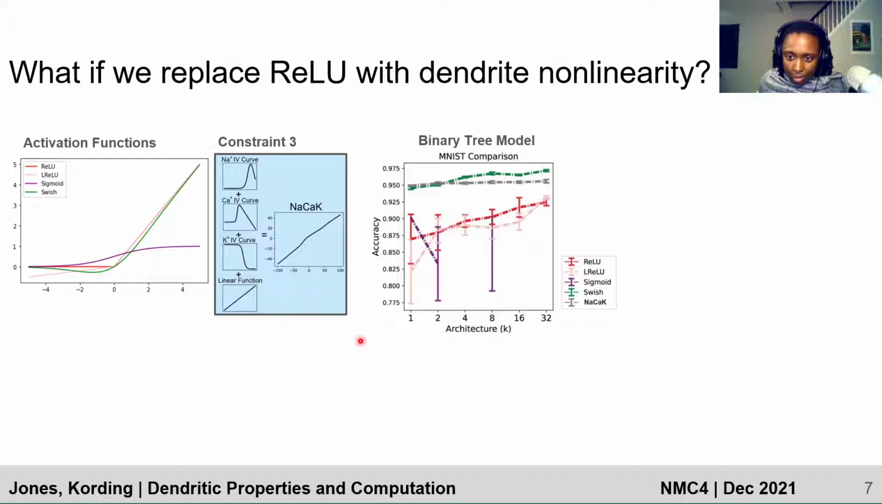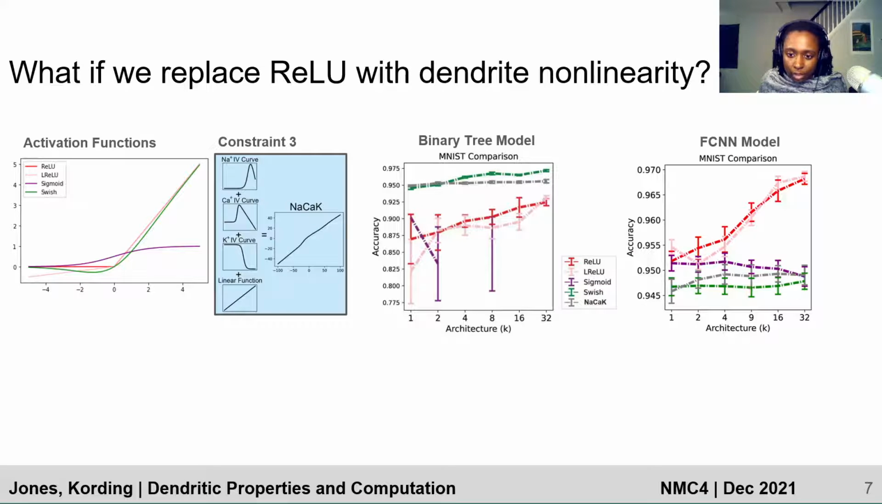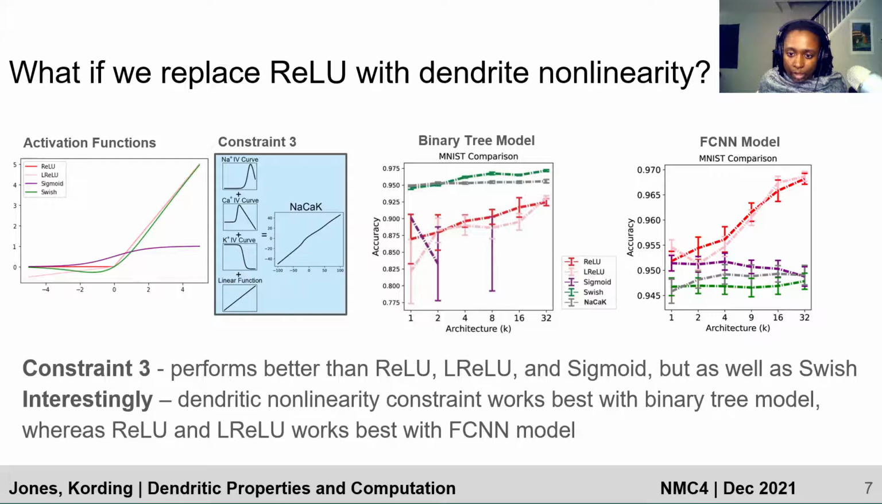Here, with repetitions on the x-axis and accuracy on the y-axis, we can see that the dendritic nonlinearity in gray performs better than most other activation functions in our neuron model. Interestingly, in this figure, we did the same experiment only with a comparable parameter size matched FCNN model. And we see that ReLU and leaky ReLU perform much better than other nonlinearities, flipping our result in a more traditional deep learning context. The takeaway is that it seems our dendritic nonlinearity constraint works best with other neuronal constraints.